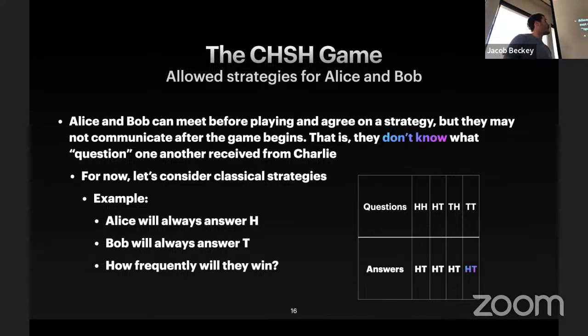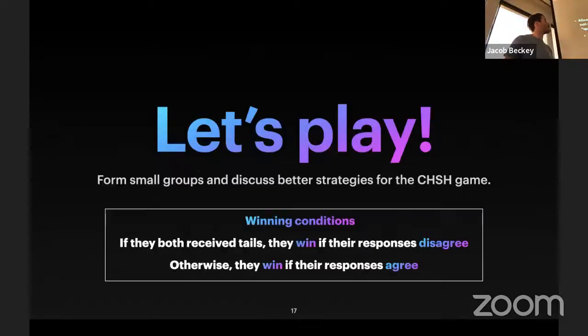All right, so knowing that, 25% of the time, if you guys can go into groups. Here are the winning conditions to remind you, and then just form small groups and try and find a better strategy for this game. Okay. And again, we'll give it like 5 minutes.